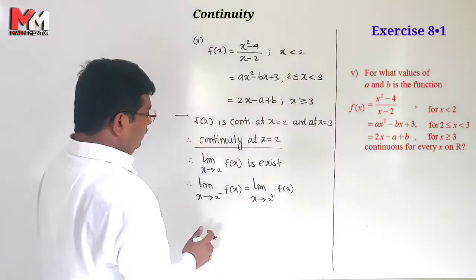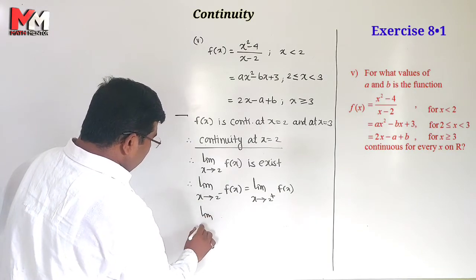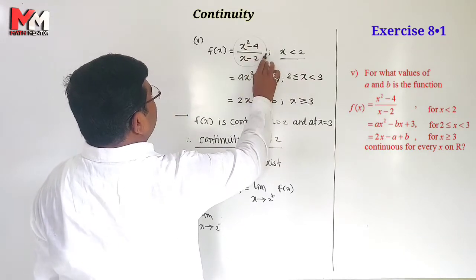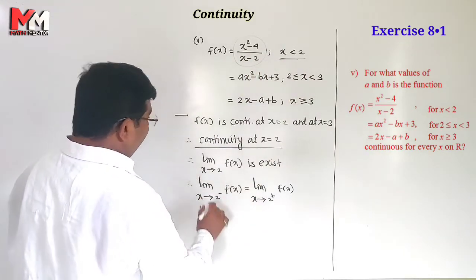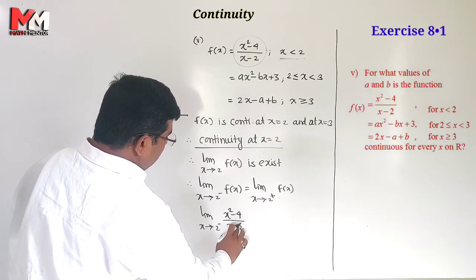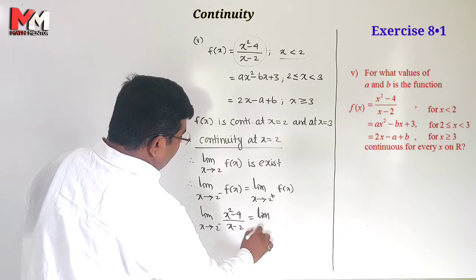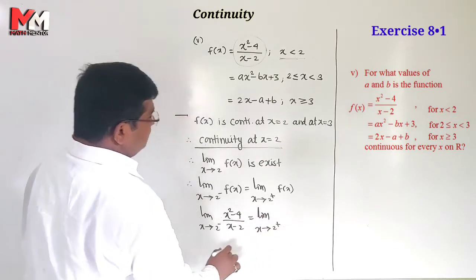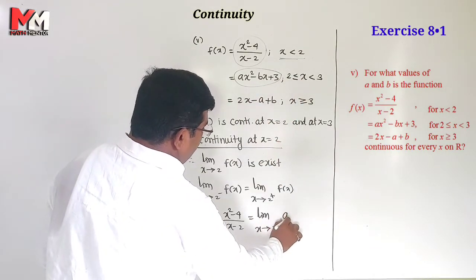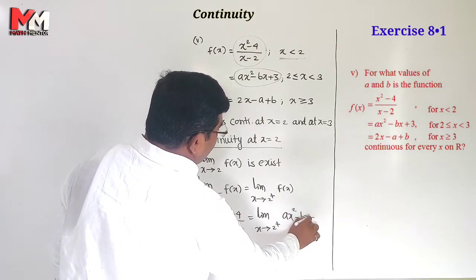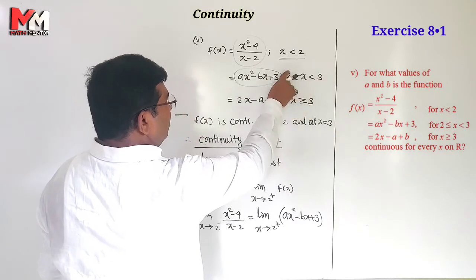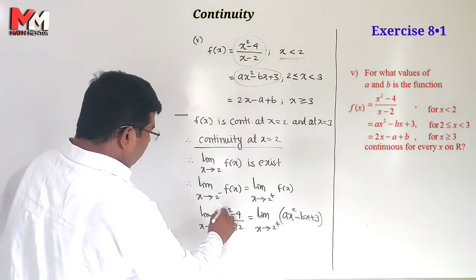Okay, so left hand limit, x tends to 2 minus, so x is less than 2, we can take this function for left hand limit for x less than 2. Which one is that? x square minus 4 divided by x minus 2 is equal to limit x tends to 2 plus, x is greater than 2. So this is for right hand limit, ax square minus bx plus 3. So ये जो फंक्शन है वो x is less than 3 के लिए भी है और x is greater than 2 के भी लिए है. So common for all. So factorize this.